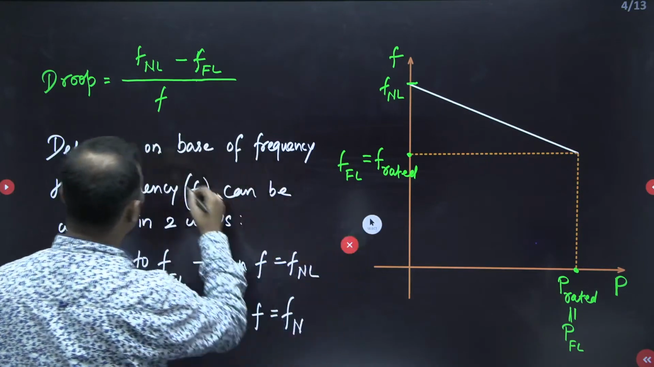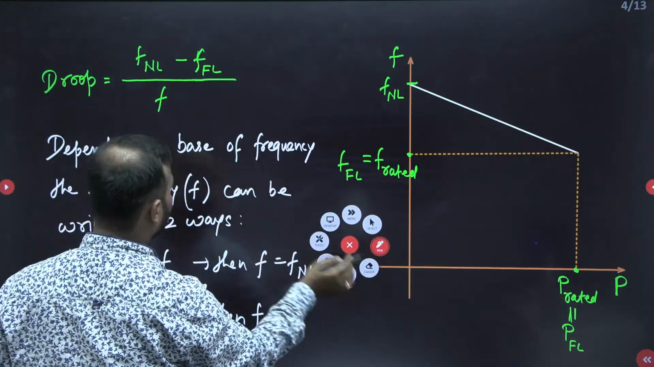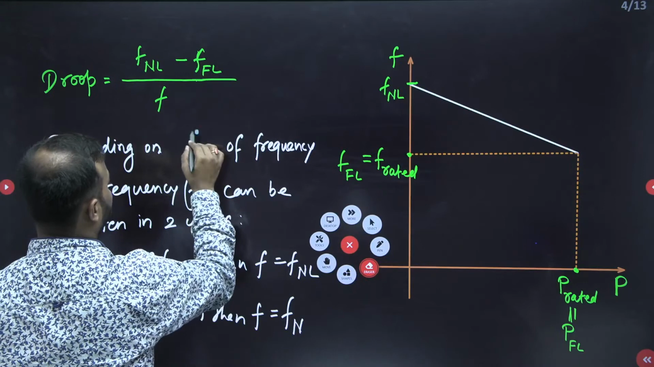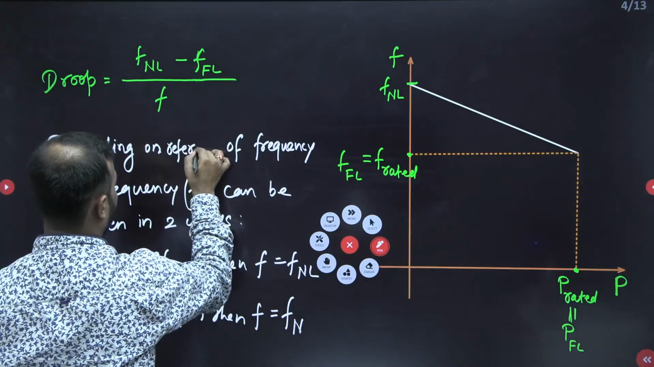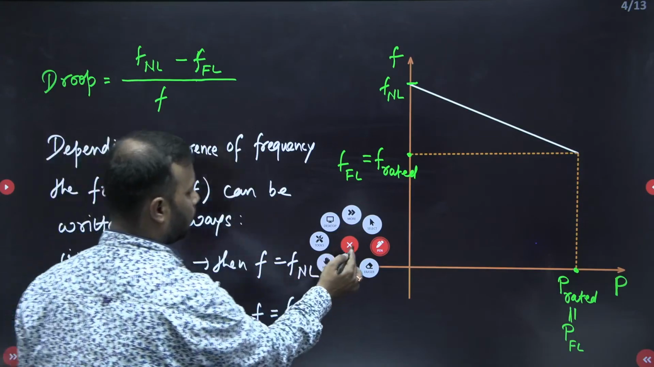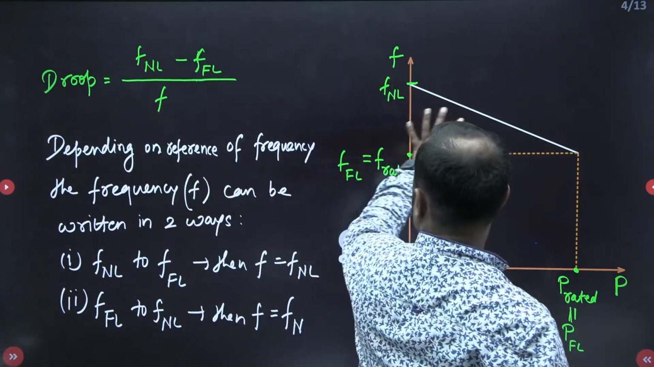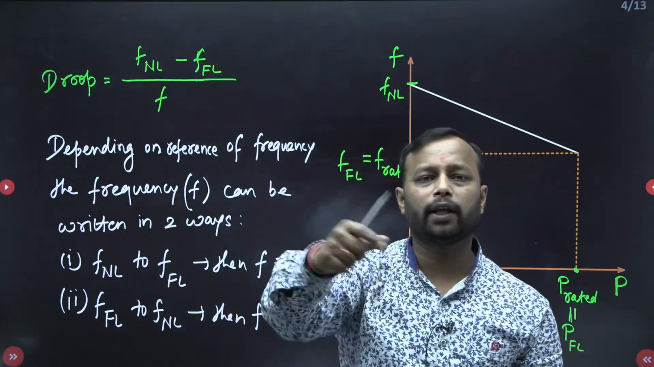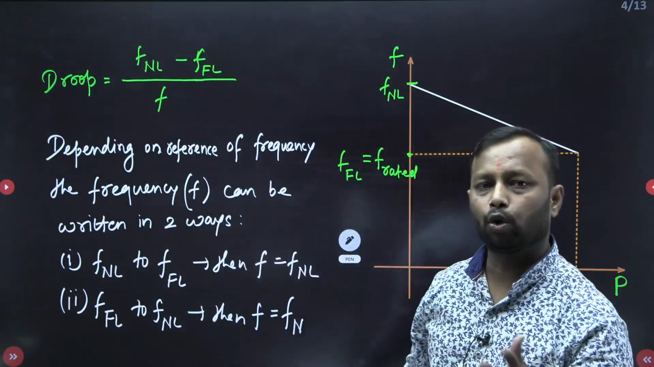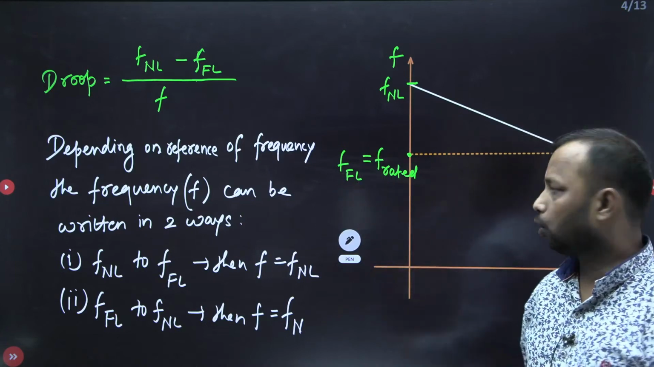So it is better to write a reference instead of this base. Okay, let me write a reference here. So this is nothing but your droop, and if you replace the frequency with respect to speed, you are going to have the droop with respect to speed. Got the point?